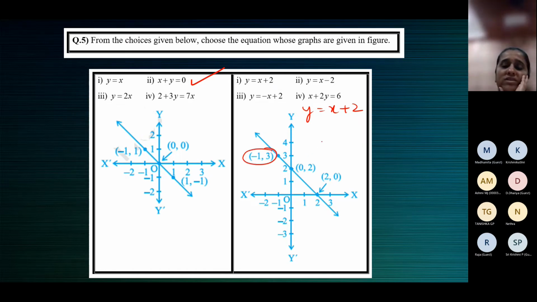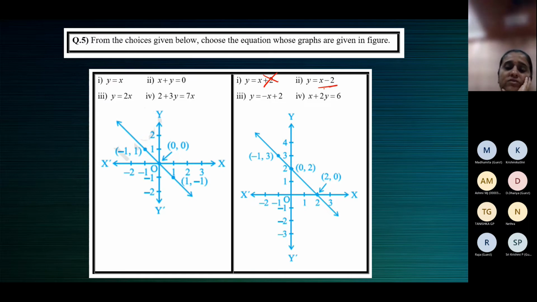Okay. So what is x there? -1, ma'am. So it will be -1 plus 2, right? Yes, ma'am. So what do you get for y? 1. But what is y? 3. So it's not possible. Correct. This one is not possible.